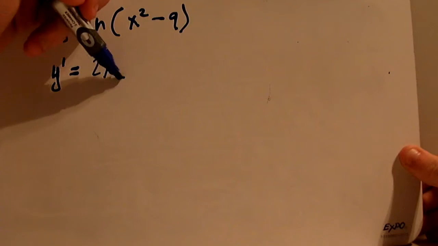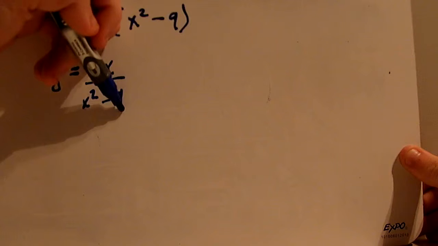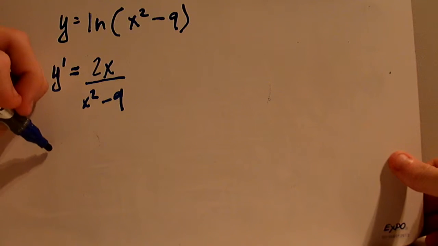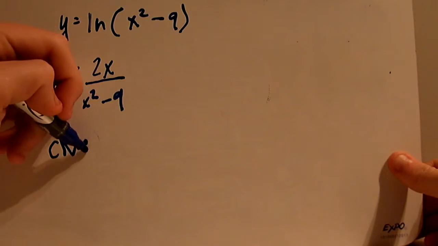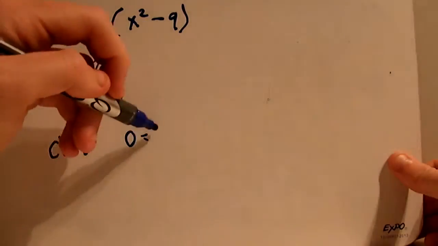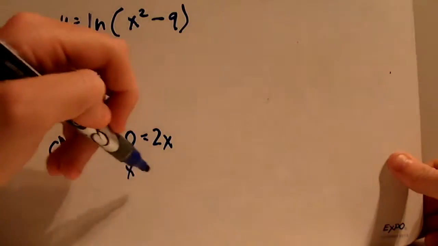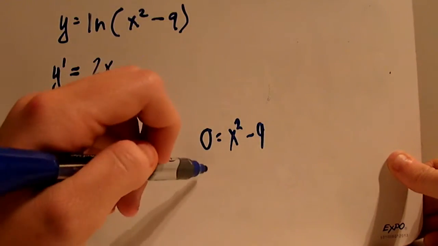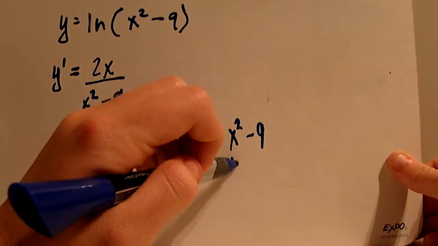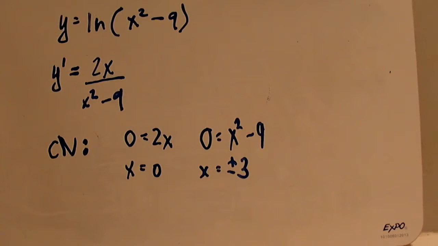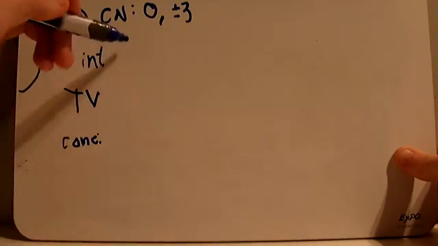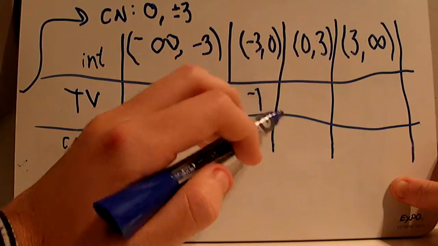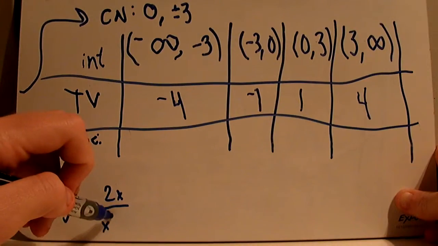Now this is a practice problem involving maximums and minimums. So we have y prime equals 2x over x squared minus 9 from the u prime over u theorem that we learned earlier, and now we can solve for the critical numbers at when it's equal to 0 or infinity. Now I'm just making a really quick test value chart.